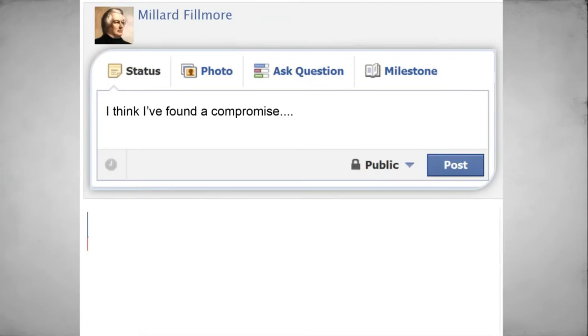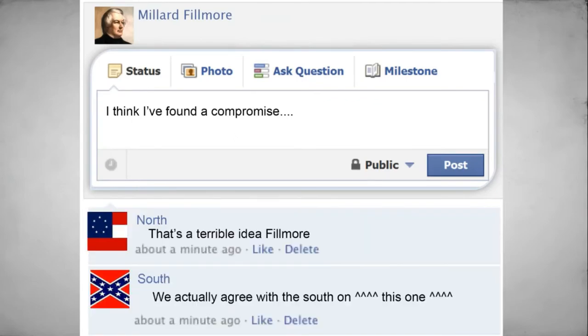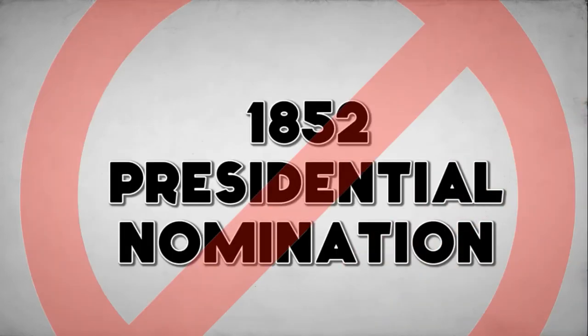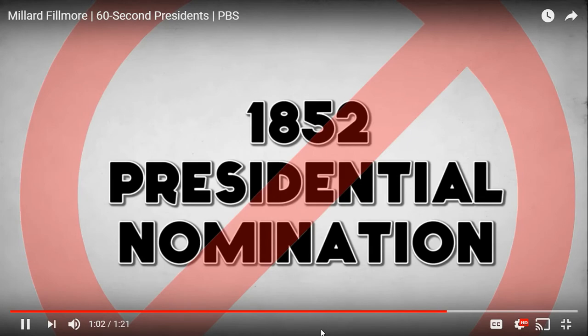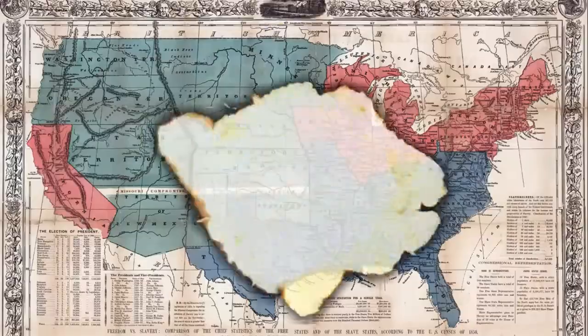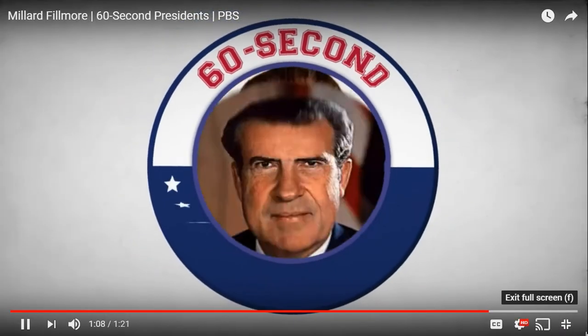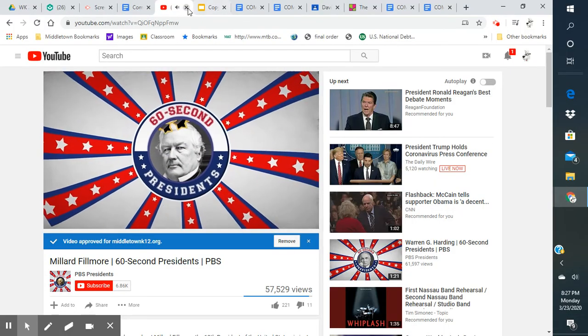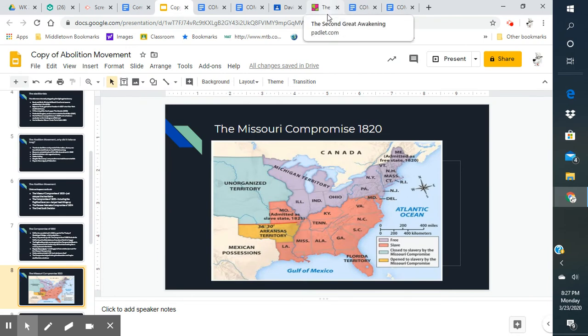Because it was a compromise, it annoyed both Northerners and Southerners, and Fillmore didn't get the presidential nomination in 1852 for a second term. Regional conflict over slavery was finally tearing the Whig Party apart. All right, so it wasn't only tearing the Whig Party apart, it was tearing the entire nation apart.